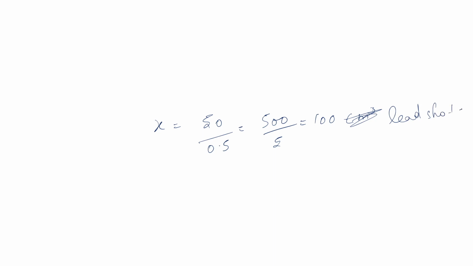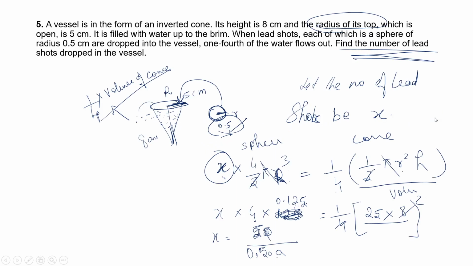Okay, x is not a volume, x is the number of lead shots. So what we are doing is finding the number of lead shots that should be dropped into this cone, so that 1/4 of the volume of the cone's water will be poured out. That is the question. We don't know the number of lead shots, so we are taking it as x. If you drop x number of lead shots into that, you will get 1/4 of the volume of the cone's water to flow out.